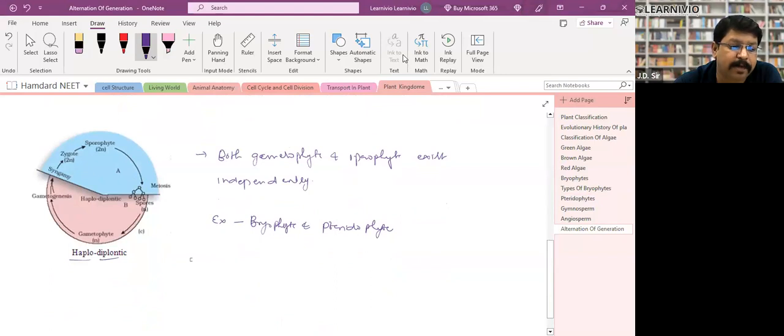So put the heading haplodiplontic life cycle. In this type of life cycle, both gametophyte and sporophyte exist independently.